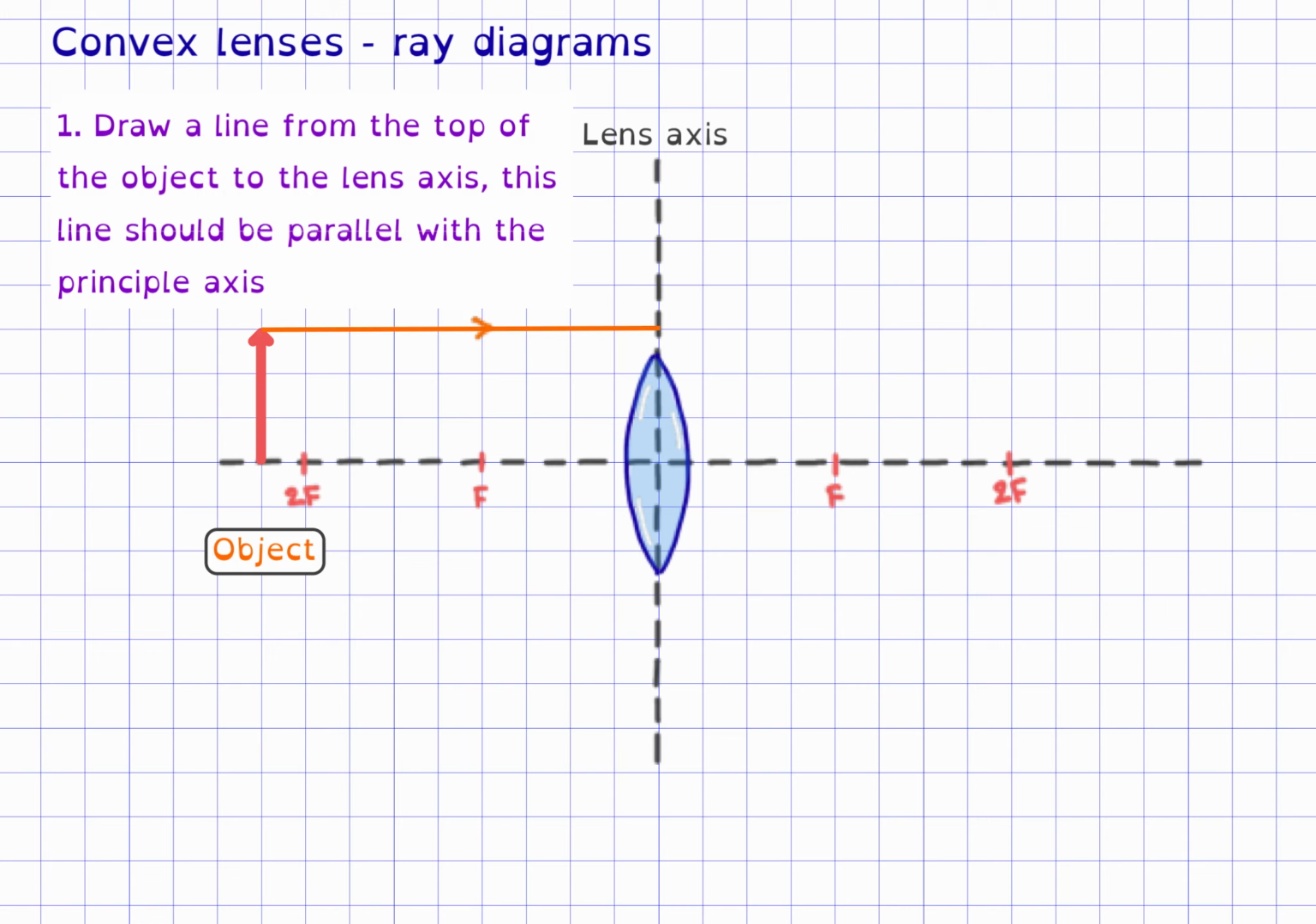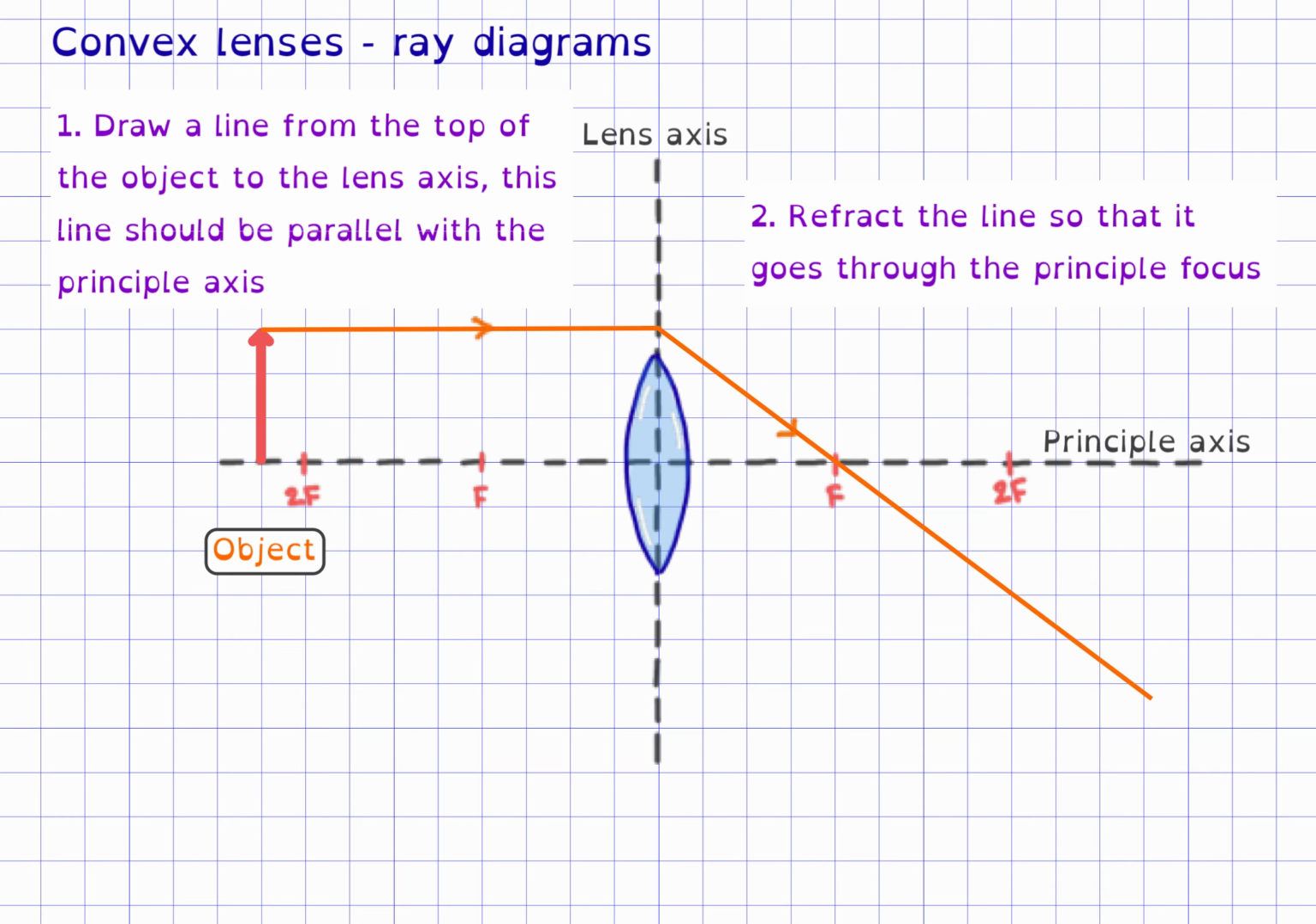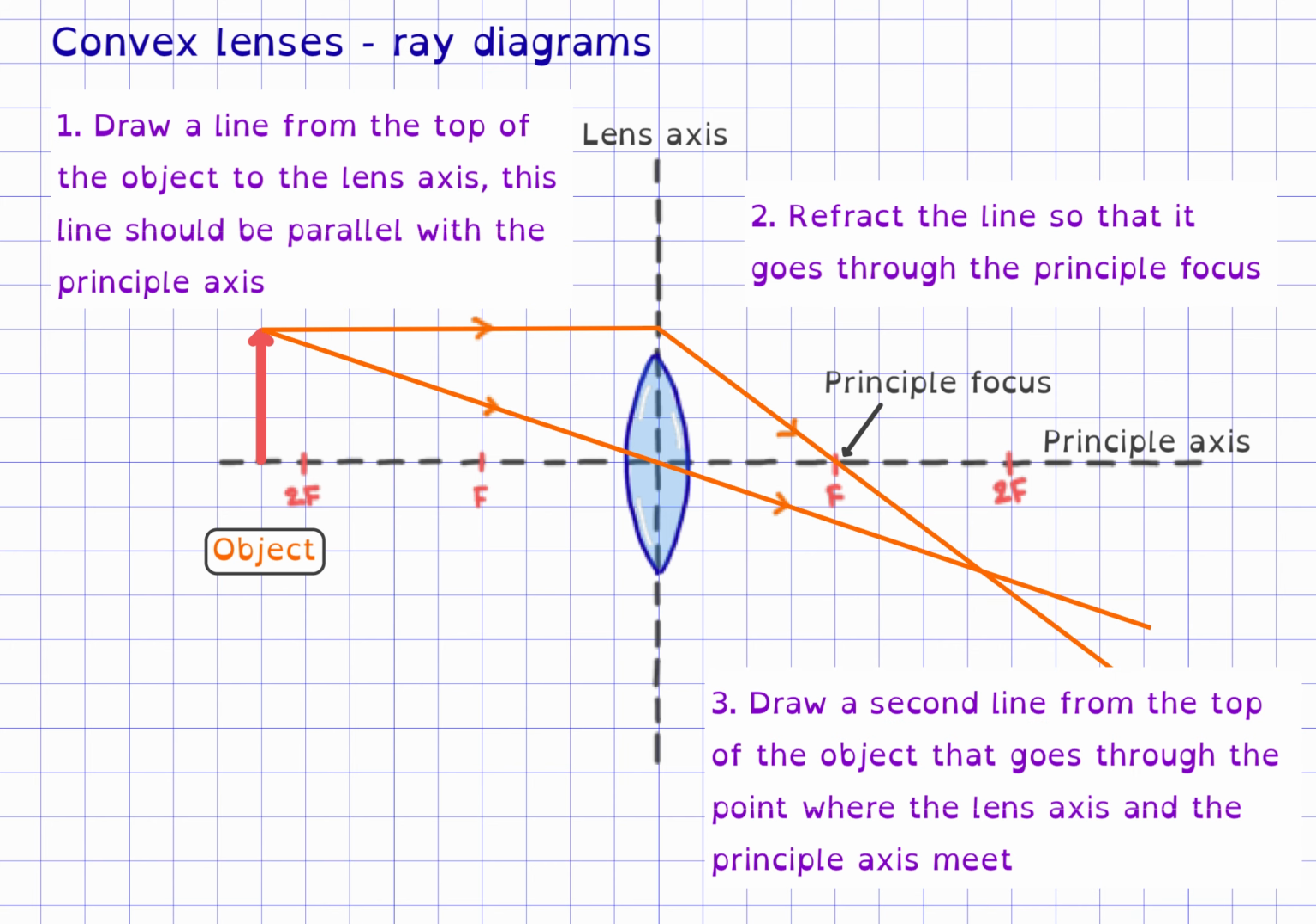First, draw a line from the top of the object, here I've used an arrow, to the lens axis. This line should be parallel with the principal axis. Second, refract the line so that it goes through the principal focus. Third, draw a second line from the top of the object that goes through the point where the lens axis and the principal axis meet. Where the first and second rays meet, that is the top of your image. And you can see here I've filled that in with an arrow, the same as the object.